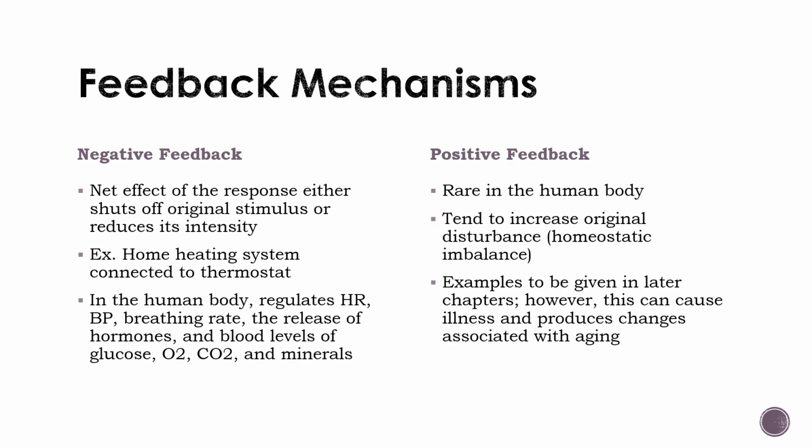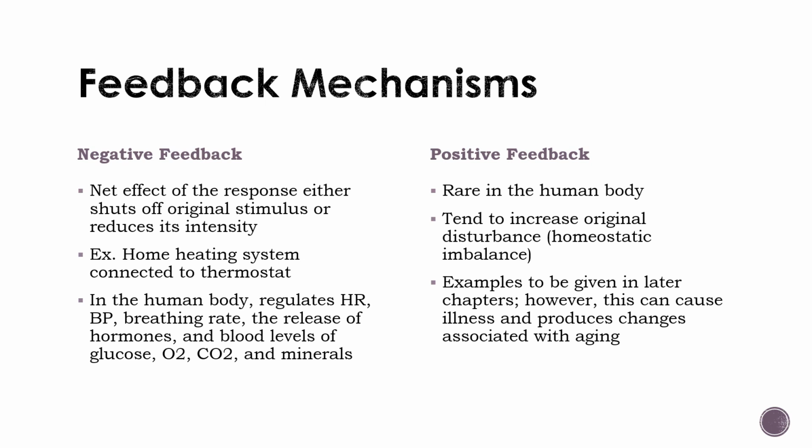So more on that negative feedback loop, or the negative feedback mechanism. The net effect of the response will either shut off the original stimulus or reduce its intensity. An example would be a home heating system connected to a thermostat. In the body, negative feedback loops regulate heart rate, blood pressure, breathing rate, the release of hormones, blood levels of glucose, oxygen, carbon dioxide, and minerals. As we move along further in the course, you'll see how each of these things are regulated by negative feedback mechanisms.